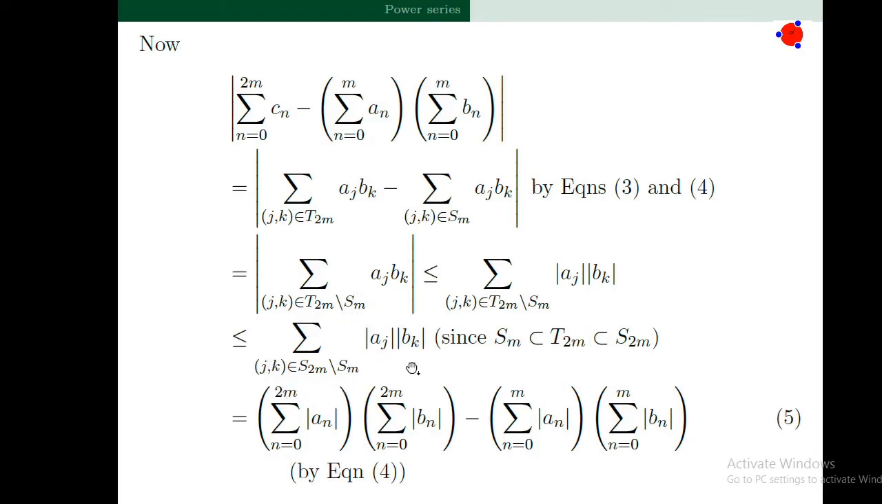Again, this summation can be split up into two, that is summation mod aj mod bk, jk varies over S2m minus summation mod aj mod bk, jk varies over Sm. By equation 4, the first sum can be written as summation n is equal to 0 to 2m mod an into summation n is equal to 0 to 2m mod bn. Similarly, the second summation can be written as summation n is equal to 0 to m mod an into summation n is equal to 0 to m mod bn. And we will show that when m tends to infinity, the right hand side tends to 0.